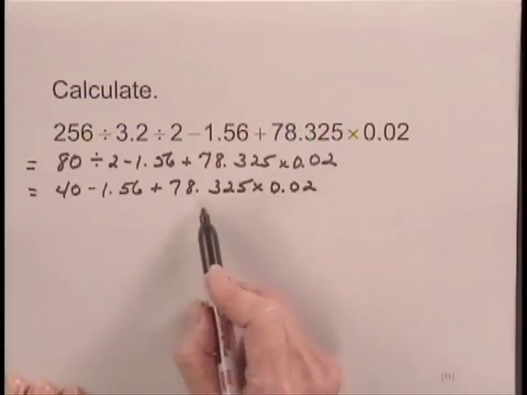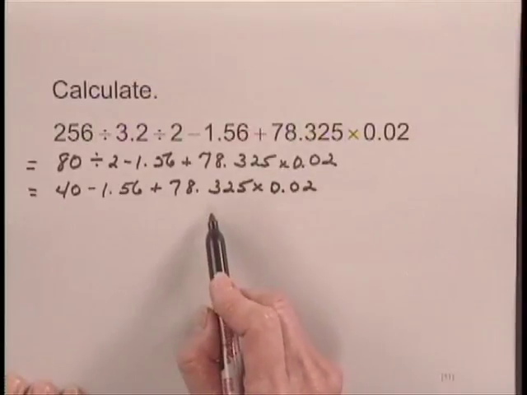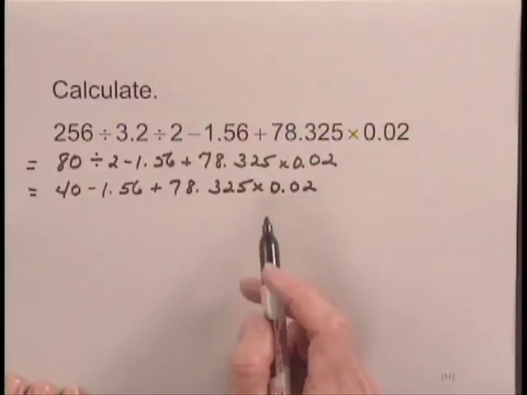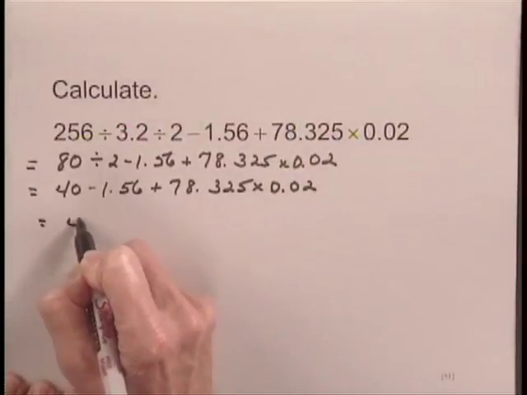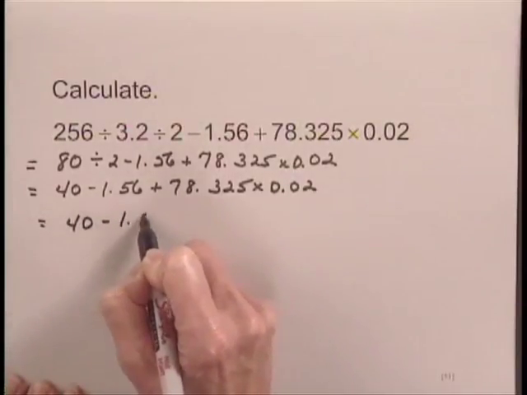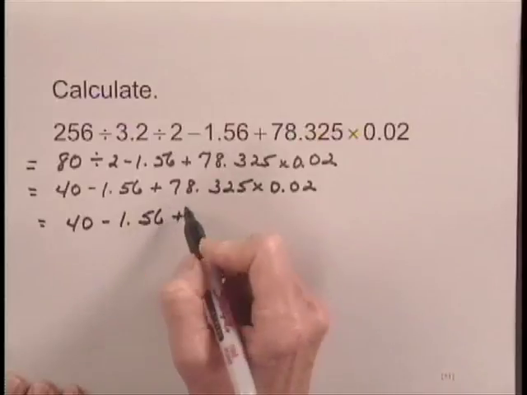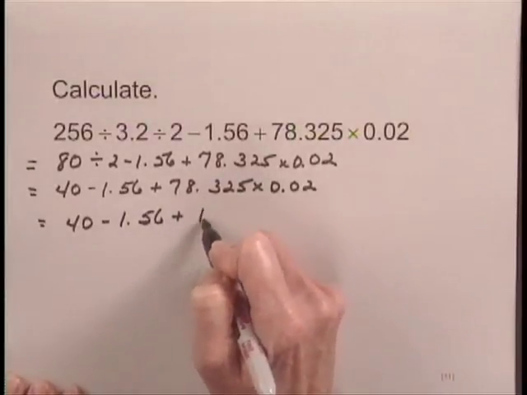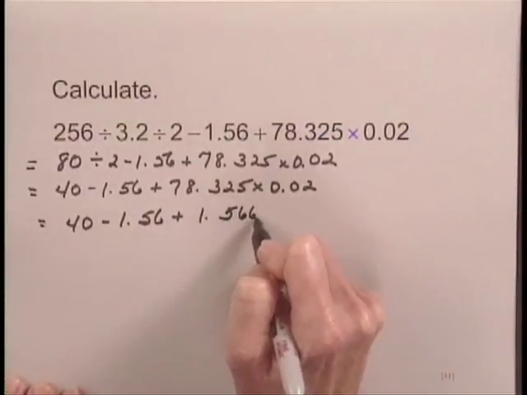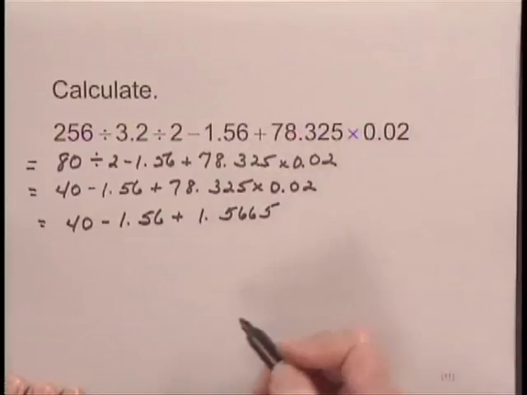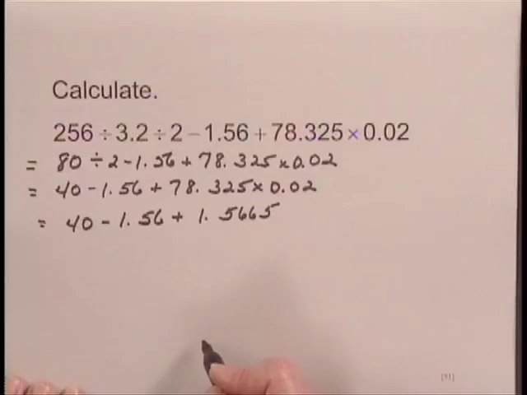We have a multiplication left over here on the right-hand side. We have this multiplication by 0.02. So we'll do that next. And that is equal to 1.5665. Now we just have additions and subtractions left, and we'll do those in order from left to right.